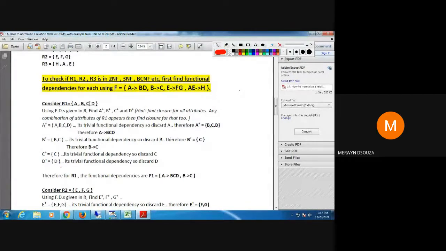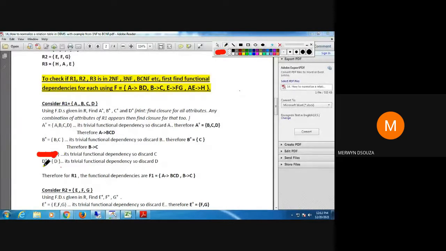Now take the third attribute C and find the closure of C. From C closure you get only C. You cannot get anything else. C is not there on the left hand side, so I cannot get anything else in the C closure. But C closure, which gives only C, causes a trivial functional dependency. So if I discard this C, nothing else remains, so you discard this closure.